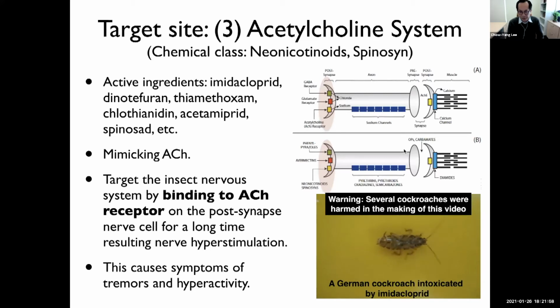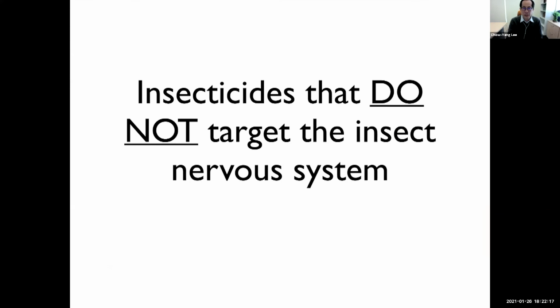As you can see with this German cockroach here, that is actually not a very pleasant way to die. When they get intoxicated, they will continue this movement all the way until the insect dies. Next is the insecticides that do not target the insect nervous system.